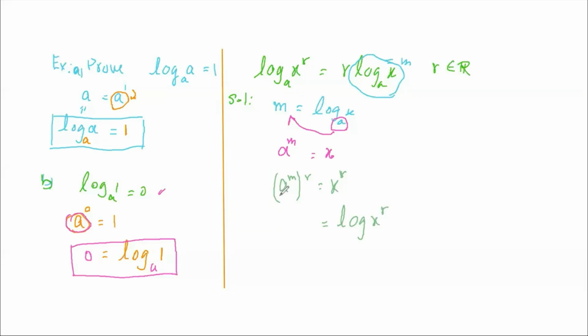And this is A power... Can I write this next step here first? I can simplify first: A power MR equal to X power R. Okay, so now I convert this A, which is the base of the exponent. So I move this A down to the base of the log.